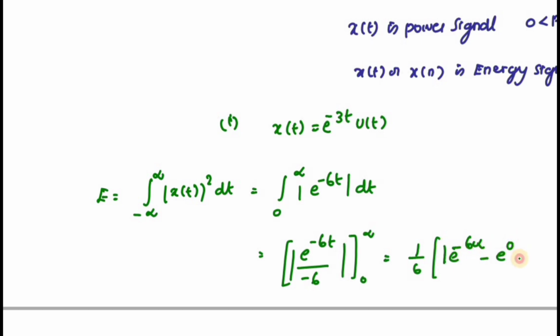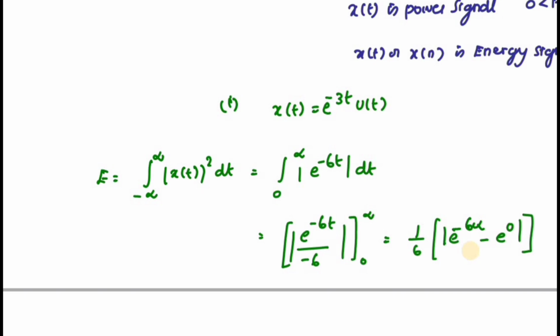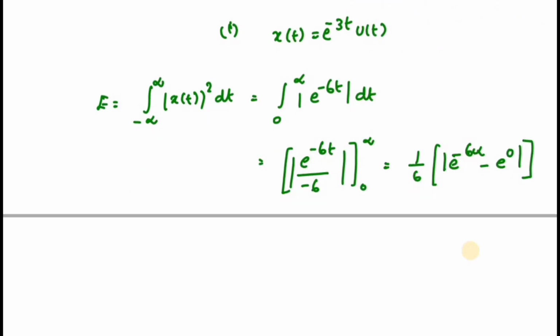So e power minus infinity is 0, so this is 0, this is 1. So the answer is 1 divided by 6. So this is your energy signal.